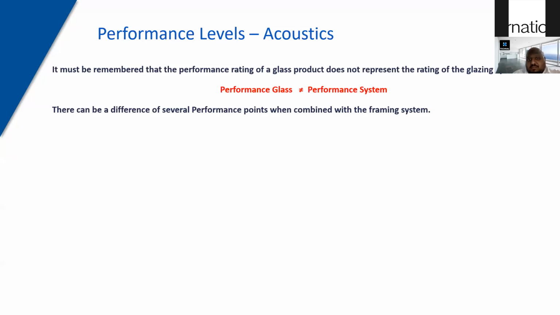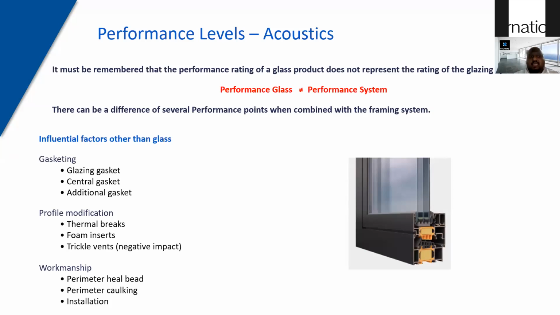But you have to remember that the glass RW is not the assembly acoustic value. Now, just like the U value, your framing also makes a lot of difference. For example, when we use a highly thermally insulated product, a window or a curtain wall, you have glazing gasket, central gasket, additional gaskets.